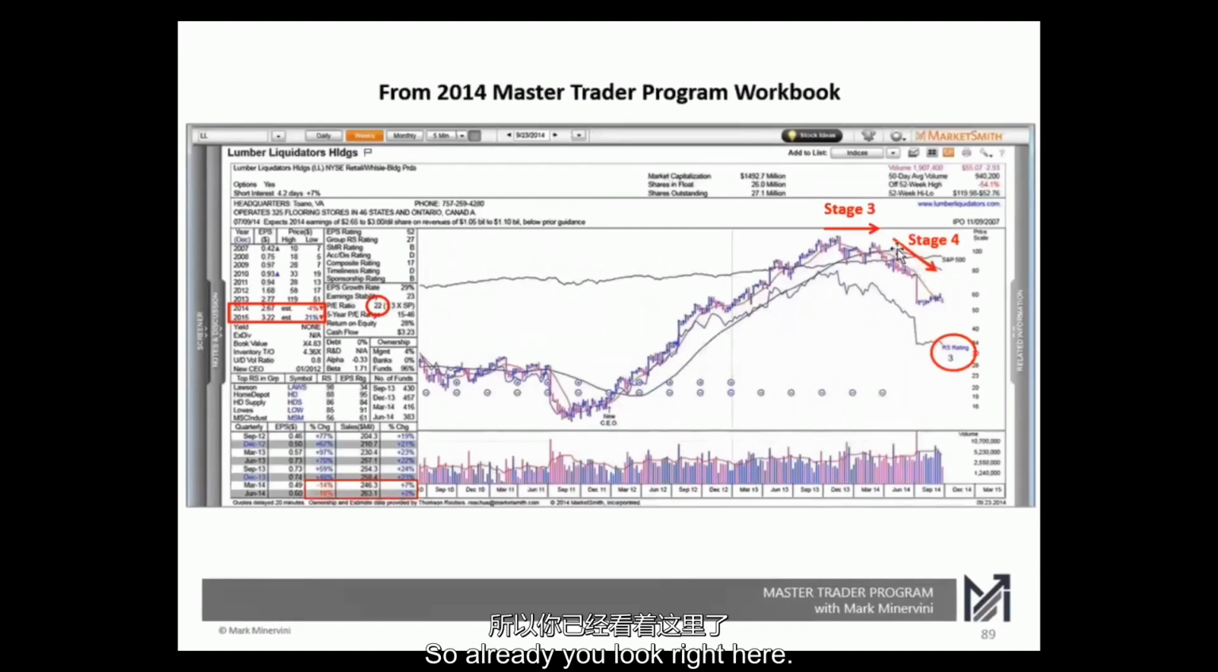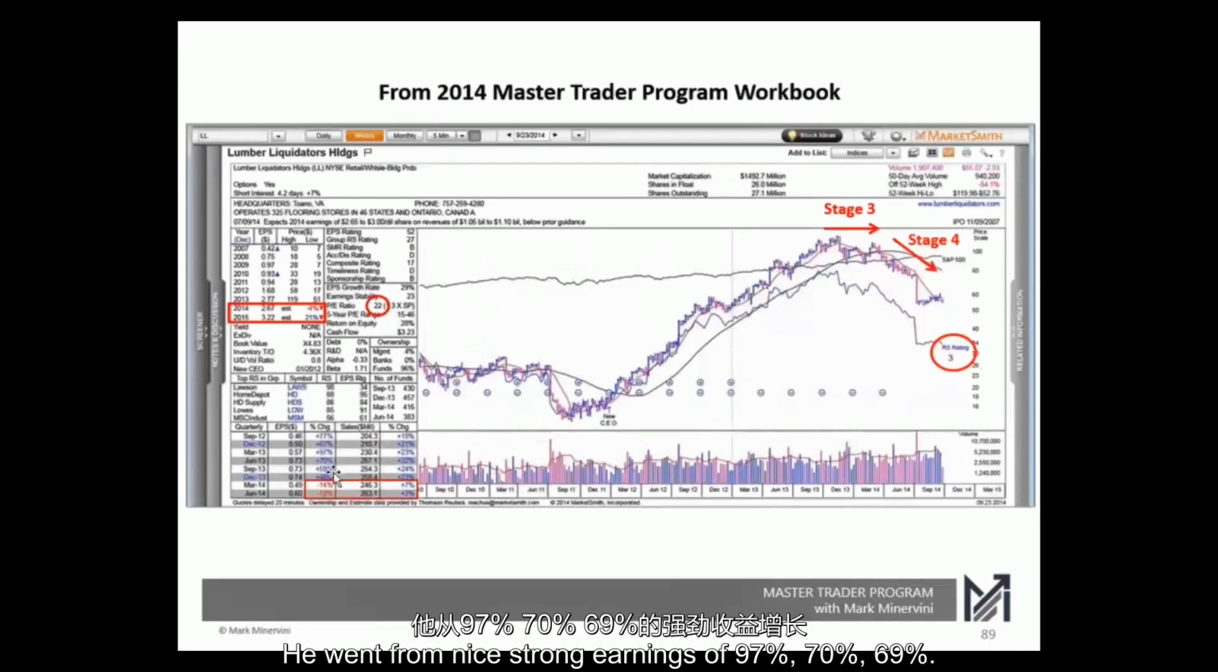Okay, so you look right here. We're in a stage 4 downtrend, right? The relative strength is a 3, right? That's basically the highest relative strength in reverse. It's almost the lowest relative strength, right? PE is 22. You can see the negative earnings. You went from nice strong earnings of 97, 70, 69 to negative earnings. Sales also came down dramatically.